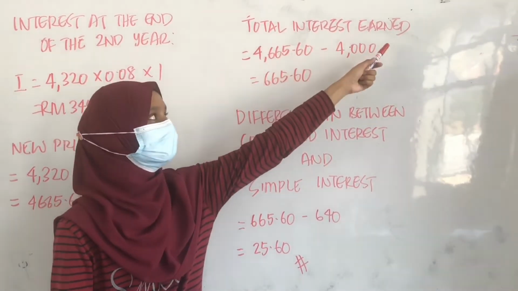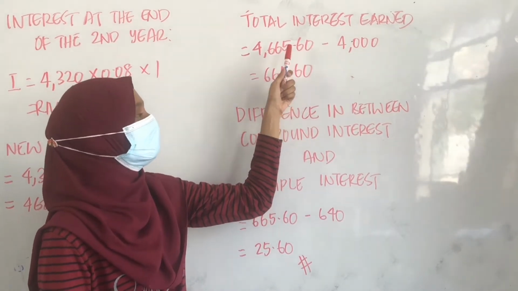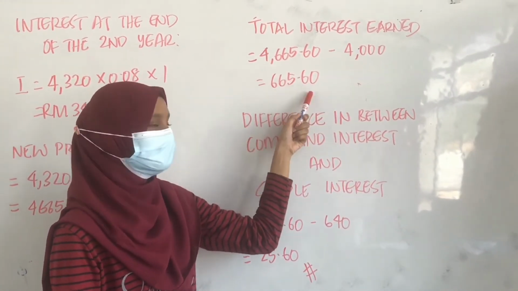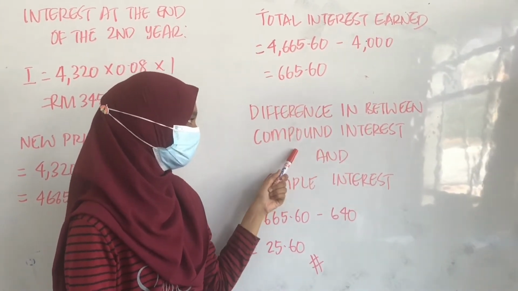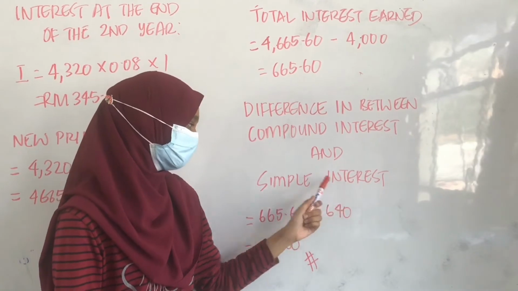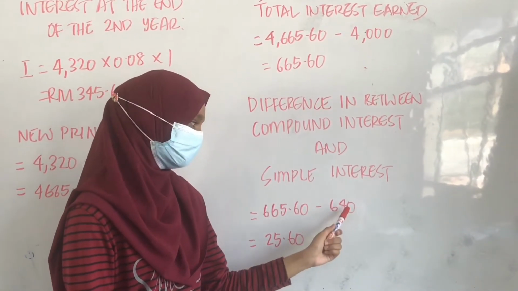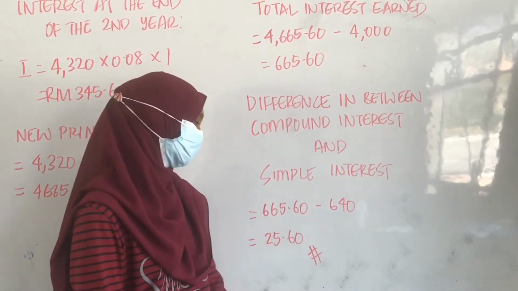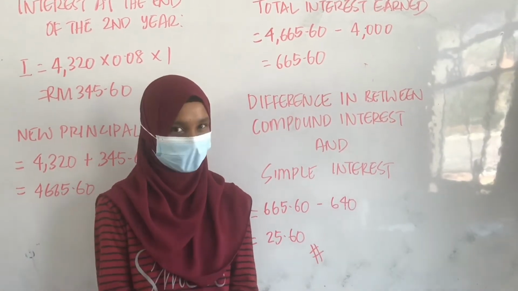So the total interest earned is equal to 4,665 ringgit 60 cents minus 4,000. We will get 665 ringgit 60 cents. The difference in money between compound interest and simple interest is 665 ringgit 60 cents minus 640, which is equal to 25 ringgit 60 cents. Hope the difference between simple and compound interest is clear to you.